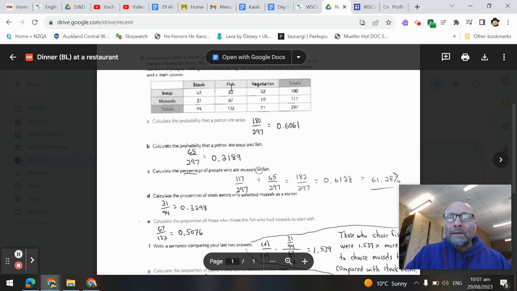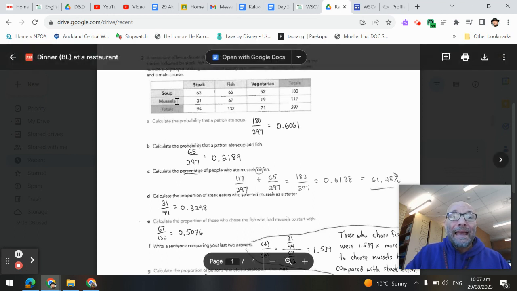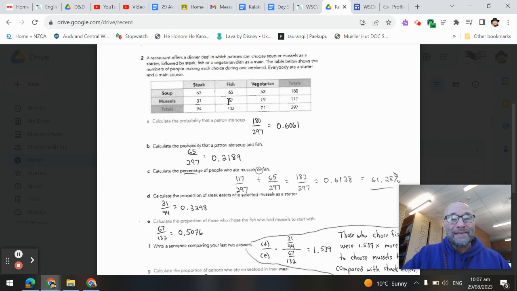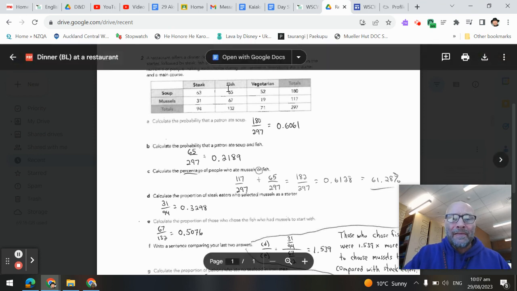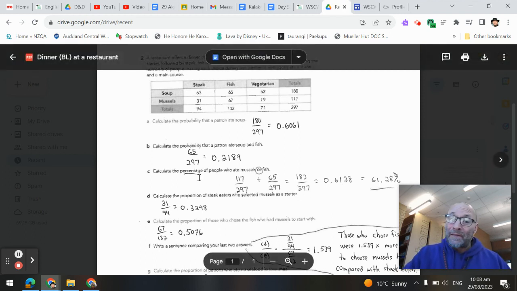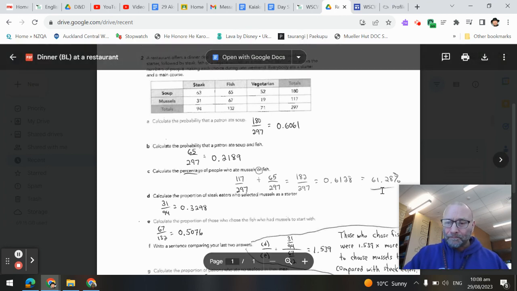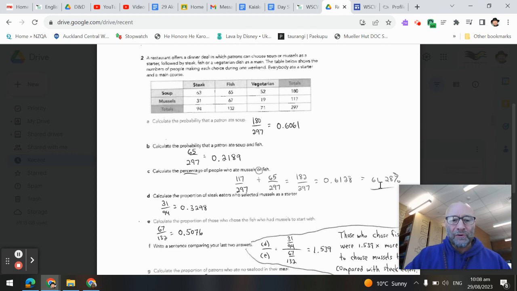The only thing you want to look at here, as this is now a merit level question, there is one intersection here, the 67, that ate fish and mussels. You can't count them twice. That's why we only added on this 65 out of 297 to give us 182 over 297, or 0.6128. Now this one does ask for a percentage. So we've got to times that by 100, and 61.28%.